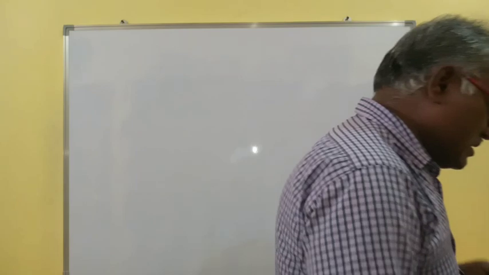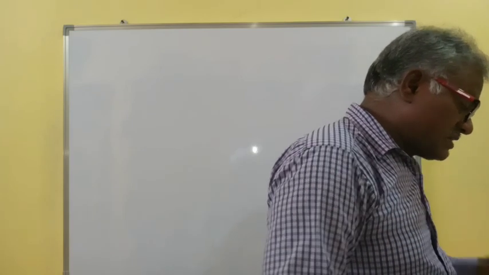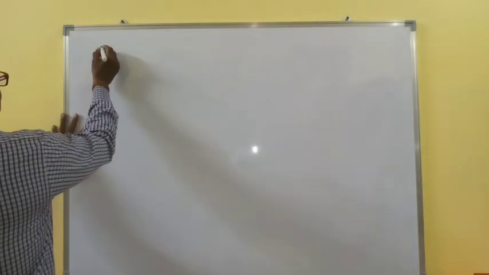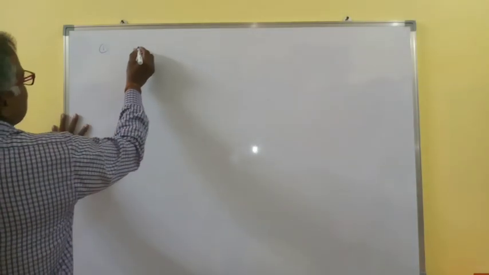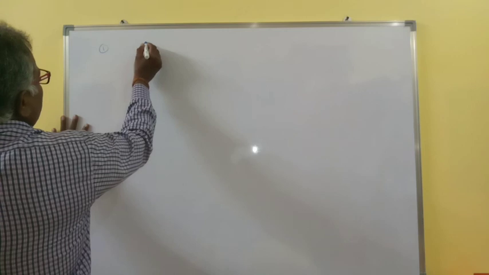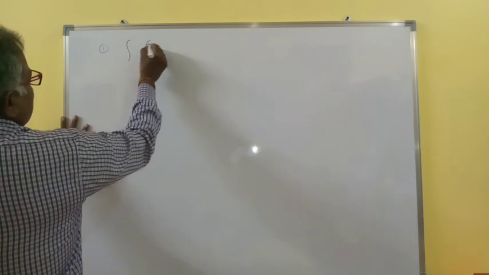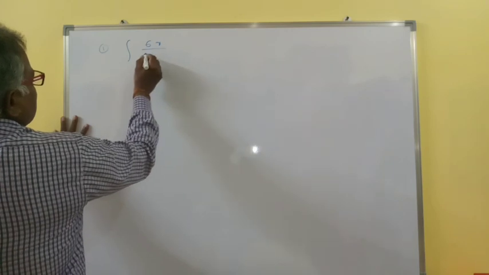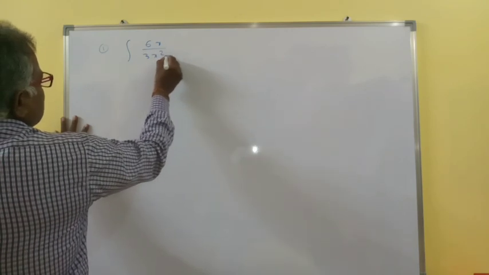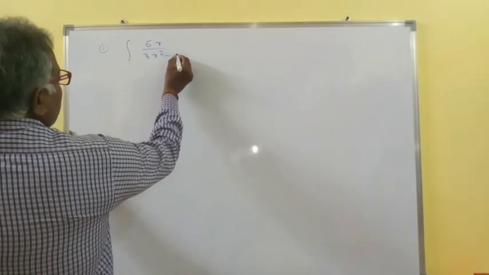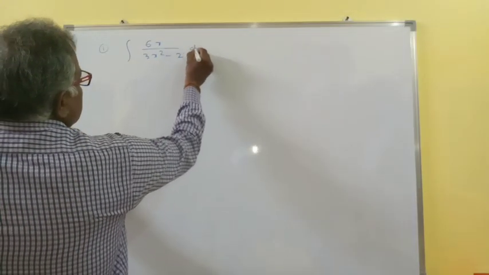Here is example 1 before exercise 6b. Integral of 6x by 3x square minus 2 dx.